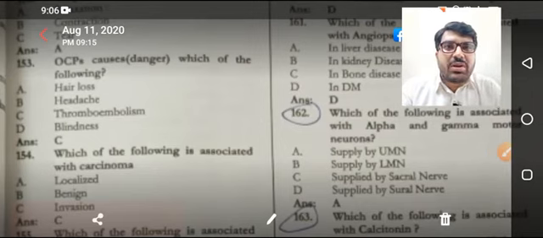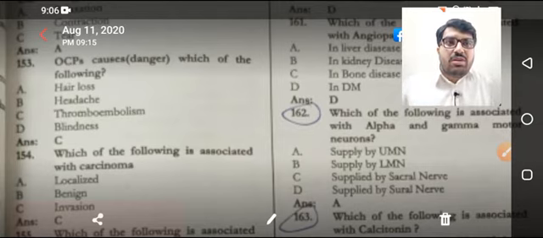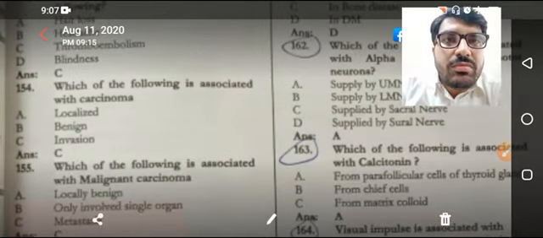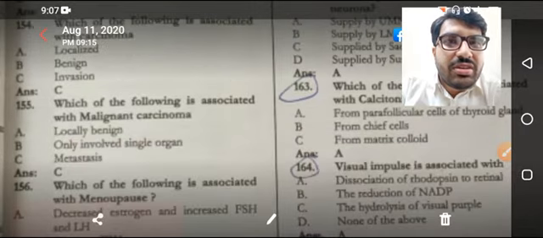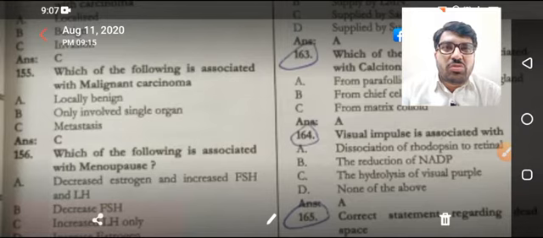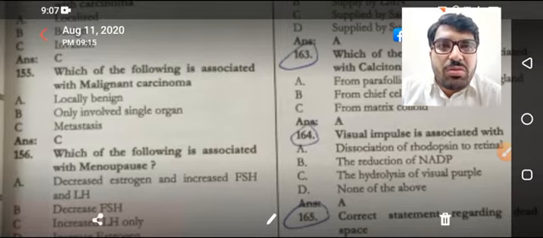OCPs cause which of the following? The answer is thromboembolism. Well, there is another MCQ for this: long-term use of OCP causes what? Long-term use of OCP causes hepatic adenoma. Which of the following is associated with carcinoma? The answer is invasion. Metastasis is for malignant carcinoma. Which of the following is associated with malignant carcinoma? The answer is metastasis.